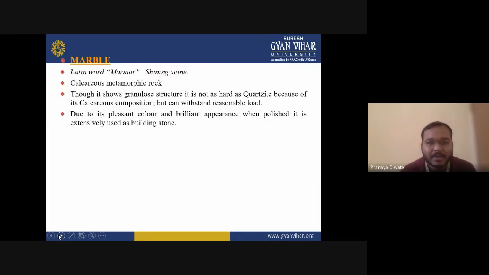Then you have marble. Marble comes from the Latin word marmor, meaning a shining stone. So you can see marble always shines. It is calcareous, with a pleasant color and brilliant appearance. The luster of this rock is very brilliant. When polished, it is extensively used as a building stone, or to build temples and so on.